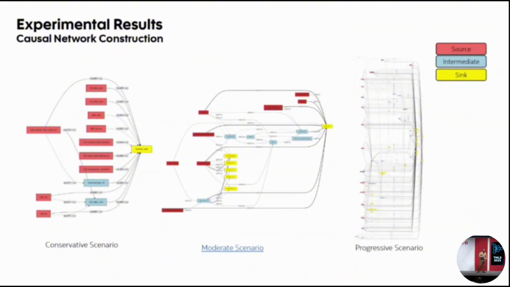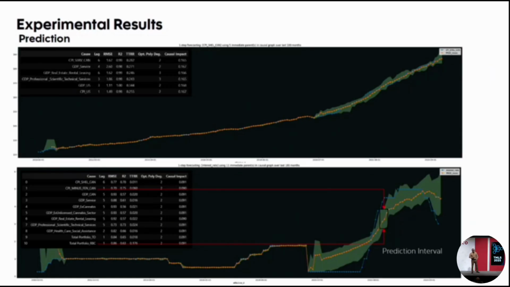These are causal networks constructed based on different scenarios, with different thresholds of the chi-correlation. The left side is a conservative scenario, the middle one is a moderate scenario, and then we have a progressive scenario where we have a lot more. When you change the threshold of the chi-correlation, you can see a lot more correlation between the variables. The variables are divided into source, intermediate, and sink. So, for example, you can pick one of the sink variables and try to forecast it. We picked one of them and tried to forecast it using this methodology.